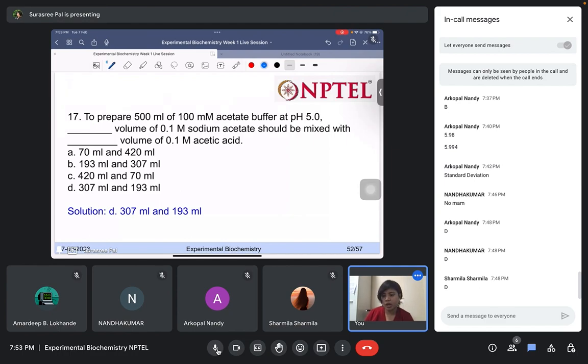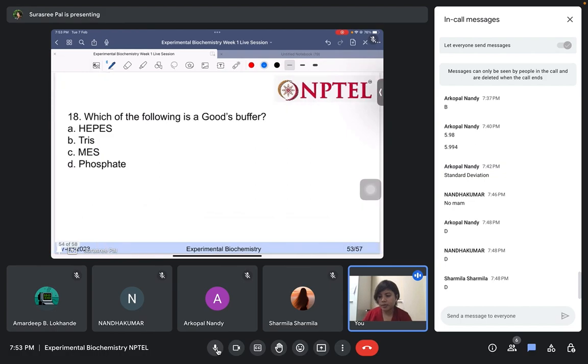Alright, no doubts regarding this sum? You will be getting this kind of sums in your assignments as well. Alright, moving on to the next question. This question has multiple answers. Please answer accordingly.